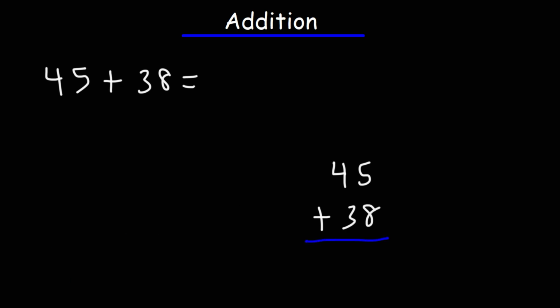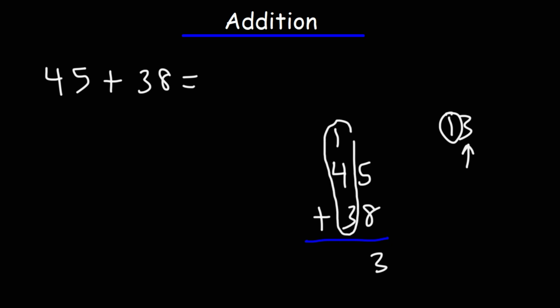So starting with the first column on the right, 5 plus 8 is 13. Now this is a number that's bigger than 9. So when you get a result of 10 or more, in this case 13, we're going to write the 3 and we're going to carry the 1. The 1 is going to go here in the second column. So now we have three numbers to add in the second column. 1 plus 4 is 5, 5 plus 3 is 8. So the final answer is 83.